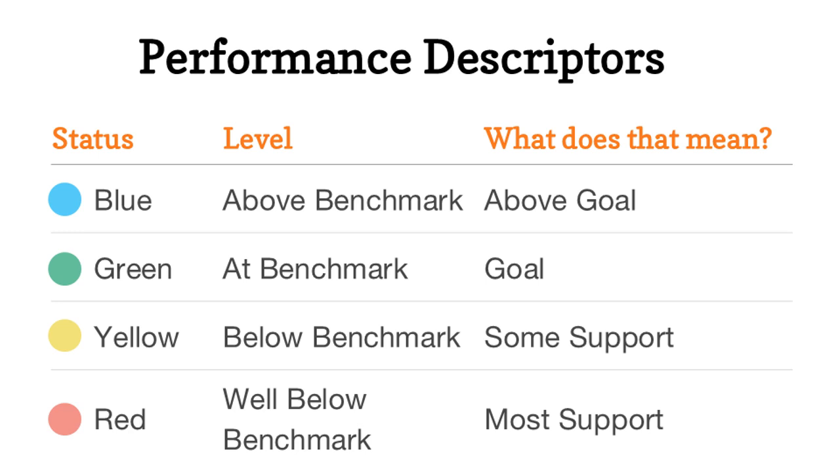Blue is above benchmark. The student is likely to need core support and may benefit from instruction in more advanced skills. Green is at benchmark. The student is likely to need core support. Yellow is below benchmark, and students with this marker will likely need strategic support. Red is well below benchmark, and these students likely need intensive support.